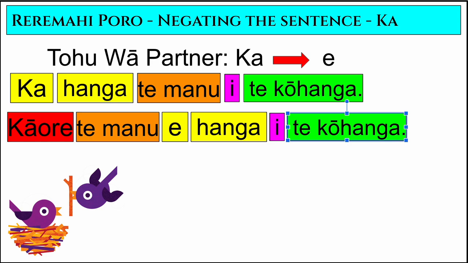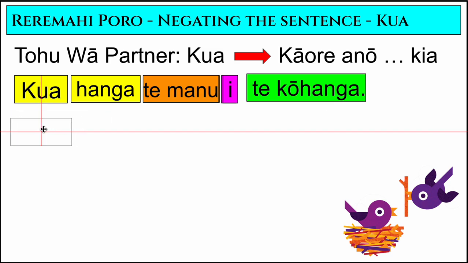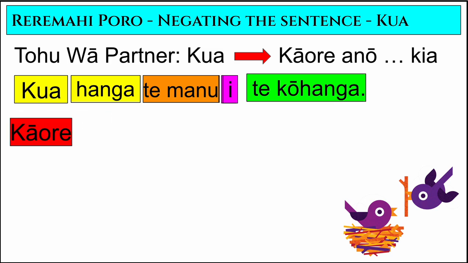All right, we're nearly there, team. Here is the last tense marker for this video, kua. Now we've got a couple of other words in this one. So the negative tohuwa for kua is kaore anō kia. So we're still going to start the sentence with kaore. And then we have this extra word in here, anō. That's the beginning of the negative tohuwa.